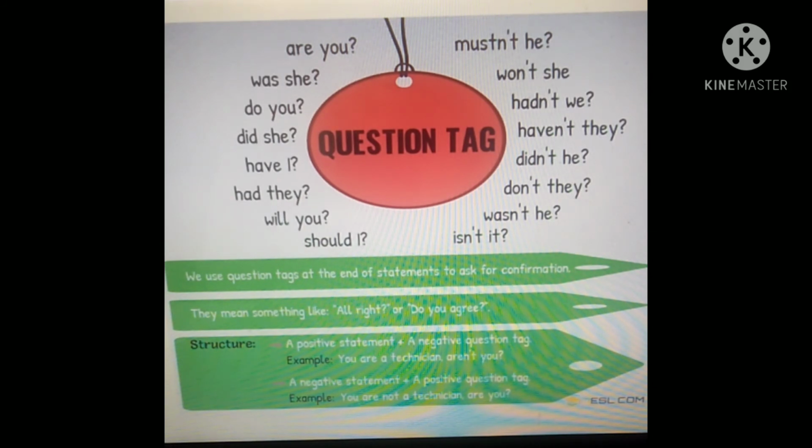Now coming to the negative statement having a positive question tag. You are not a technician. Now not is indicating a negative statement. A negative statement will always have a positive question tag. A positive statement will always have a negative question tag. And here also after the question tag, don't forget to put the question mark.